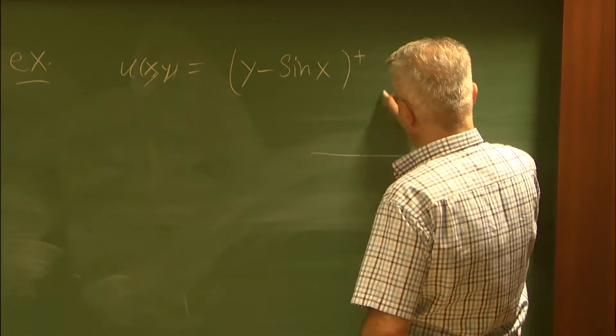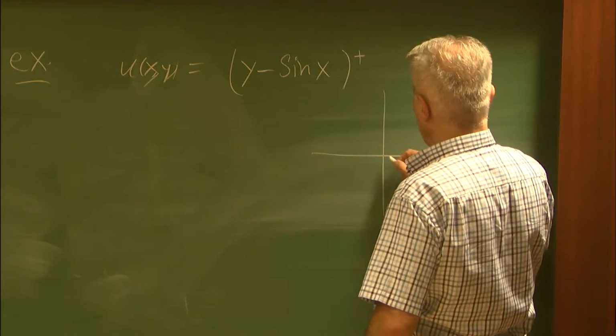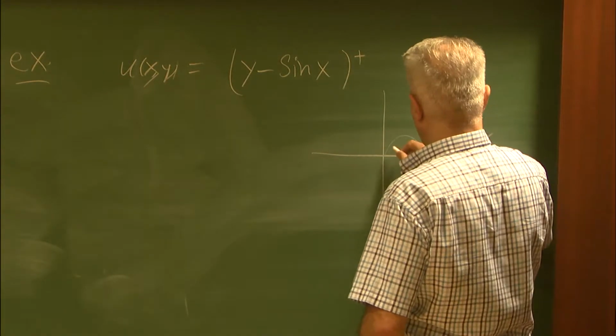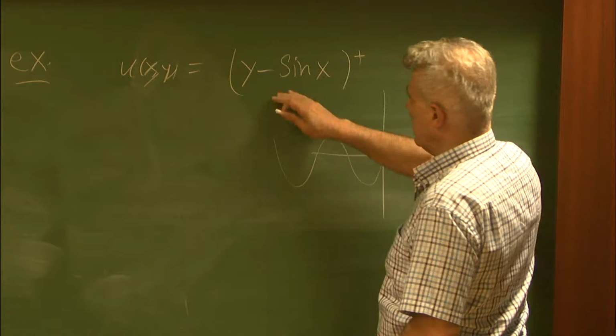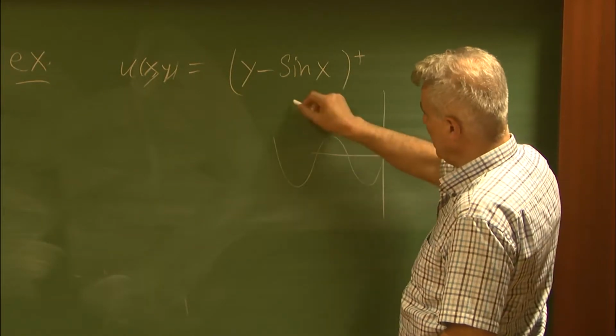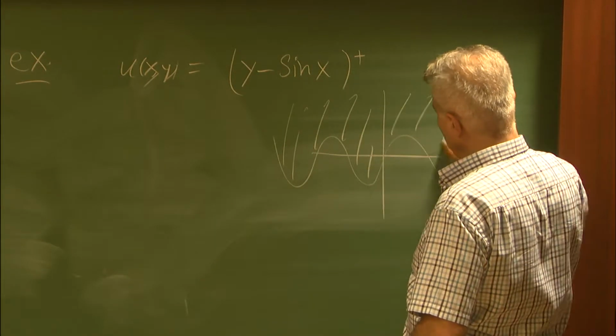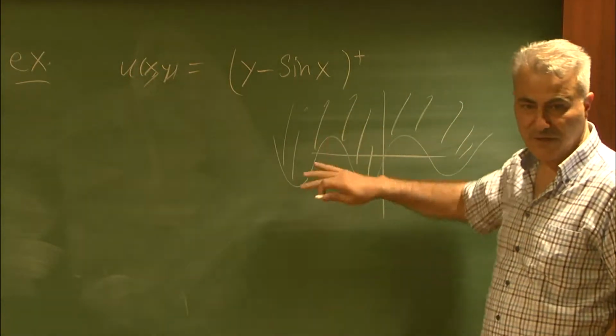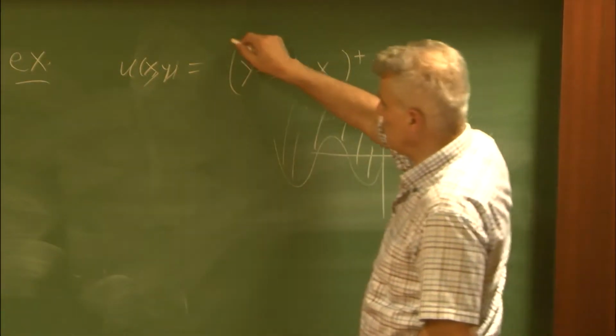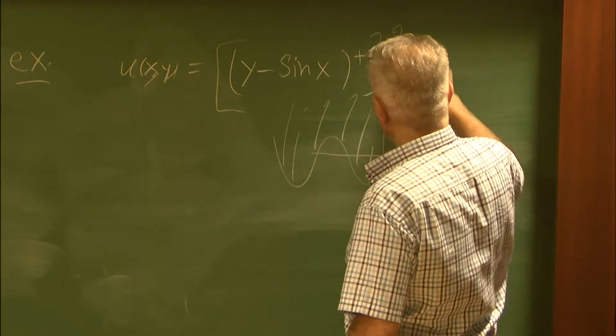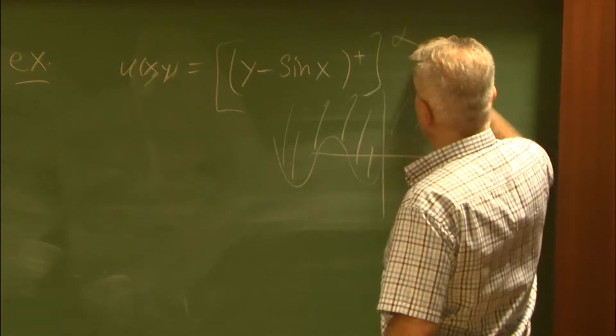So the picture is like this. The sine function is something like this. The function y minus sine x is positive here. So your function is positive here, and then it's 0. I can raise it to the power 2. I can raise it to something else.